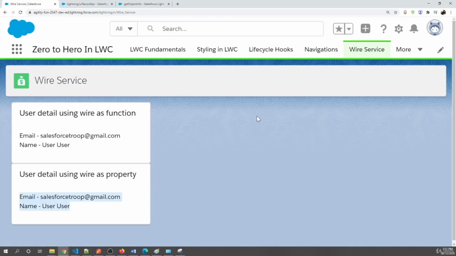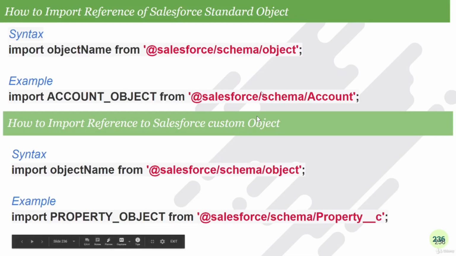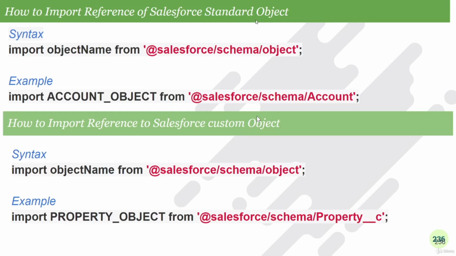So let's understand what types of reference we can use. There are different ways to import the reference. So let's see first the standard object, how you can refer to a standard object. For that, we need to use @salesforce/schema/objectName. An example is @salesforce/schema/Account, because these different types of references we're going to use heavily with the wire service and the adapter.